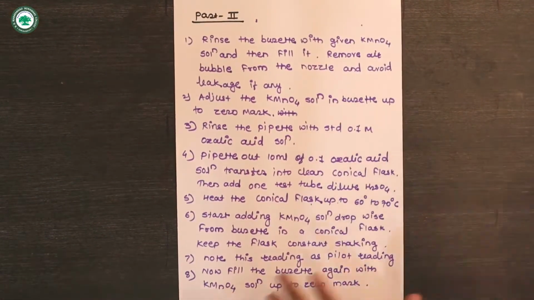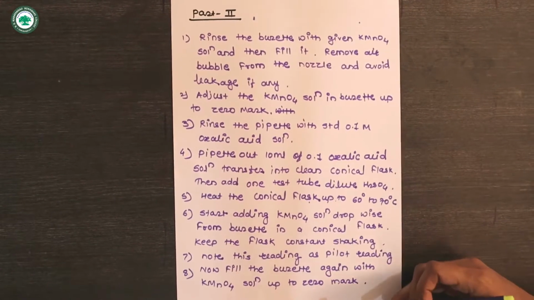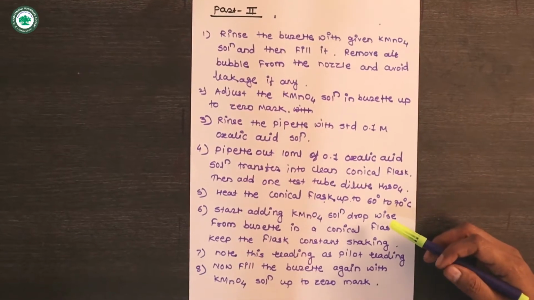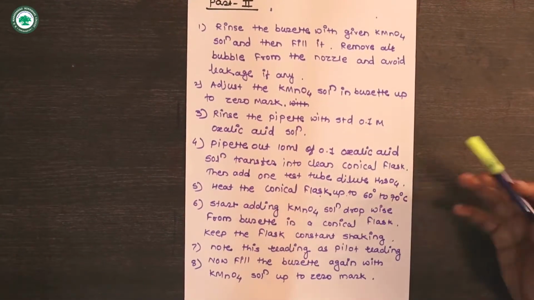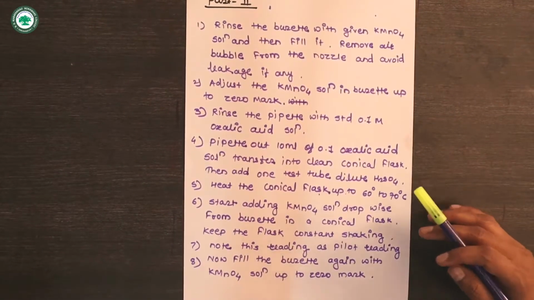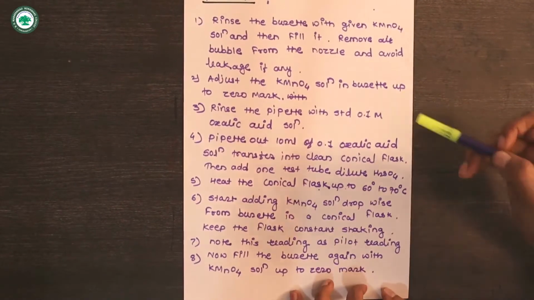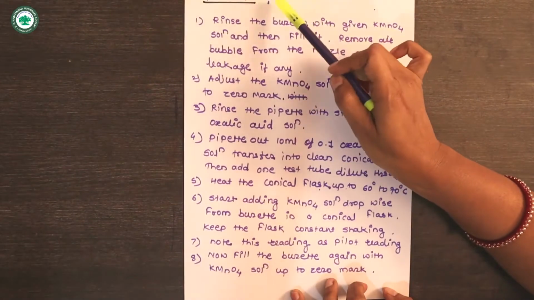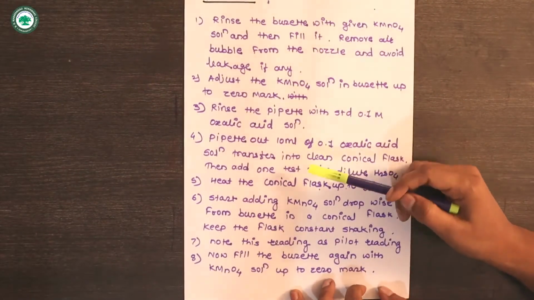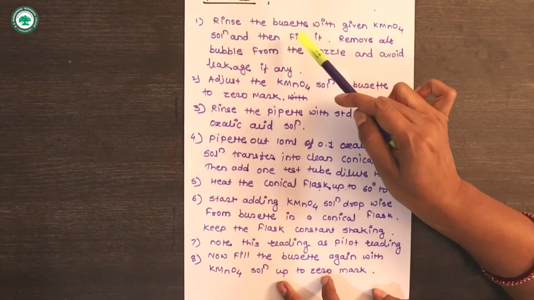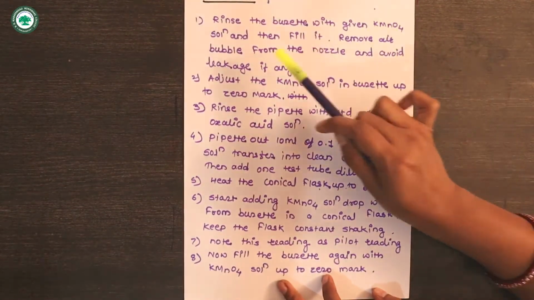In this part 2, the procedure is the determination of molarity of KMnO4 solution using a standard solution of oxalic acid. Means we use the oxalic acid solution to determine the KMnO4 solution. Now it's the second part, and in this part, firstly we take a burette. The first point is to rinse the burette with the given KMnO4 solution.